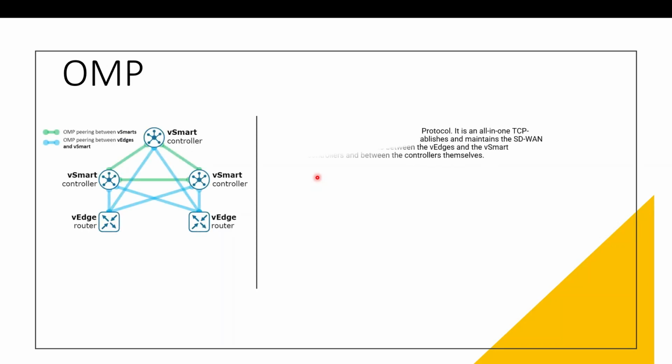Next is the OMP protocol. Let's discuss that. So basically, OMP is the Overlay Management Protocol. Here we have the underlay and overlay, so we use OMP as the overlay protocol in SD-WAN. It's a TCP-based protocol like BGP, so that establishes the sessions and maintains the SD-WAN control plane, which runs between the vEdges and the vSmart.